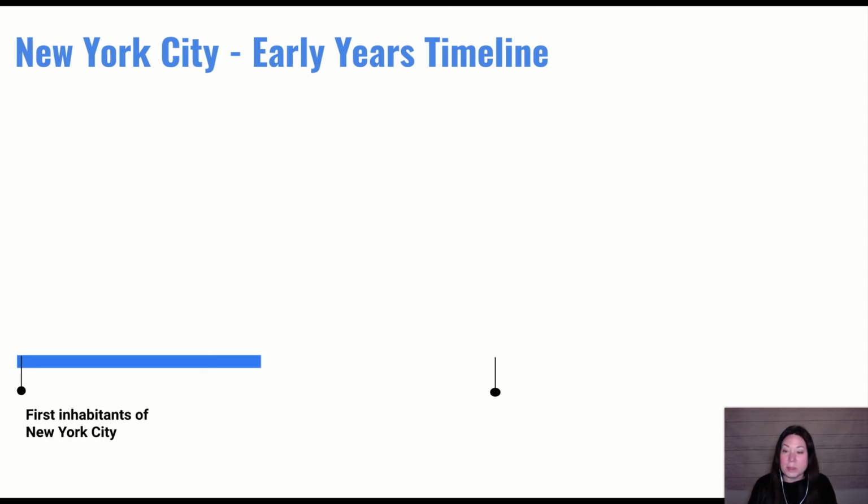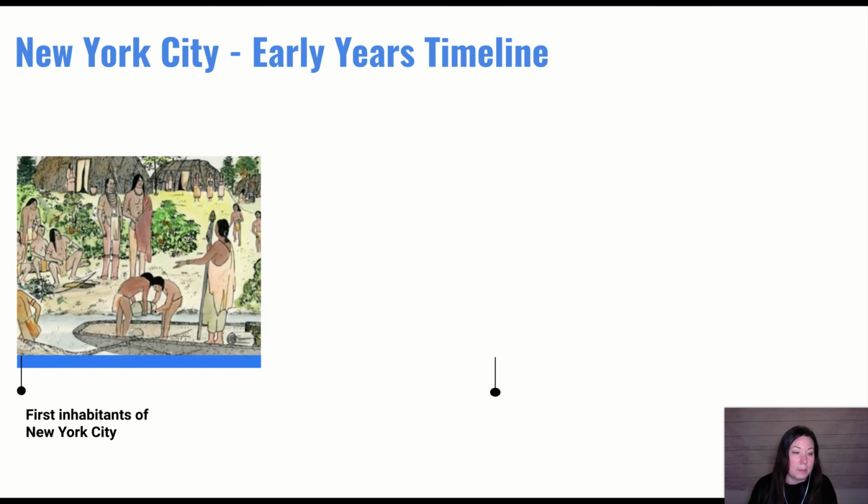So we're going to add to our timeline and build our timeline together as well. So the first inhabitants of New York City, the people who came first. Remember, people on the timeline who are first are on the left side of the timeline, the Lenape, the Munsee.